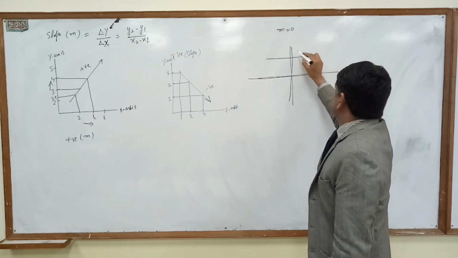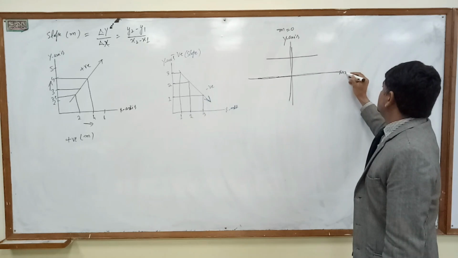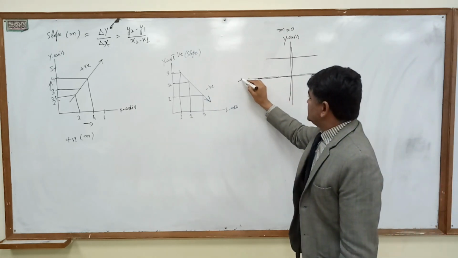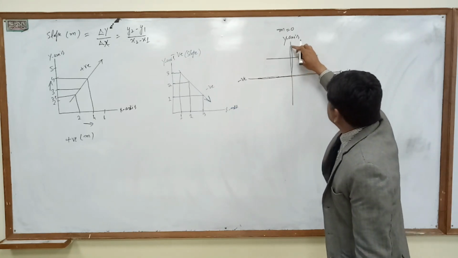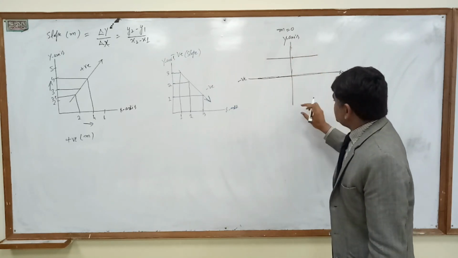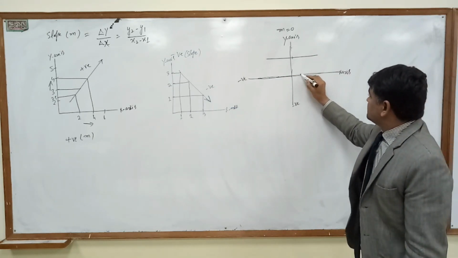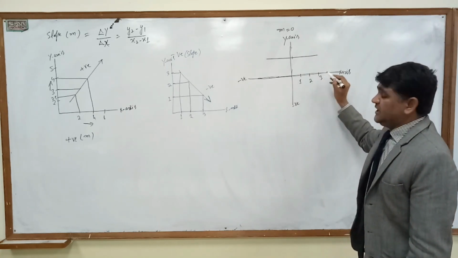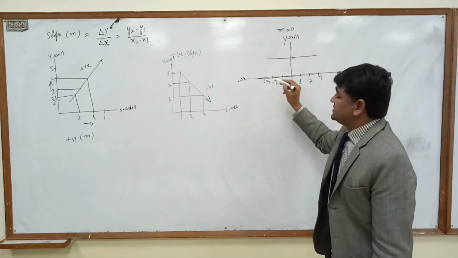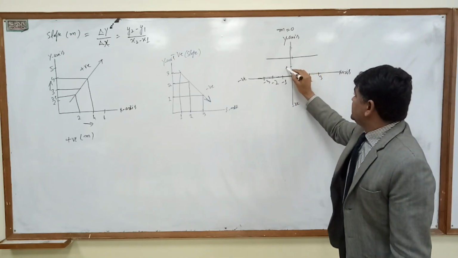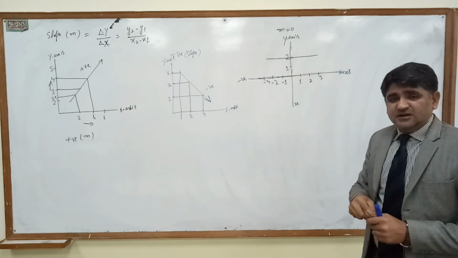So output is normally the y variable. It's the y-axis. Here is the x-axis. Here is the minus y-axis. I suppose 1, 2, 3. Input is 1, 2, 3 and so on. Minus 1, minus 2, minus 3. Suppose here is 1, here is 2. Okay, students? Yes.